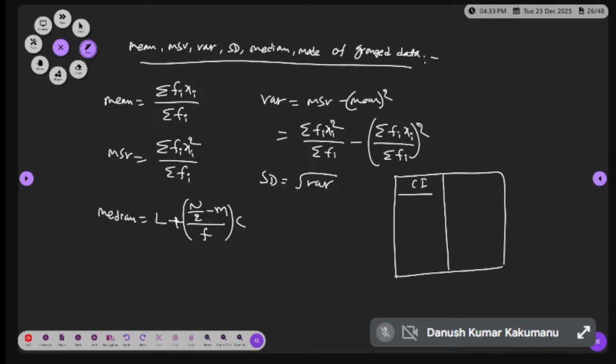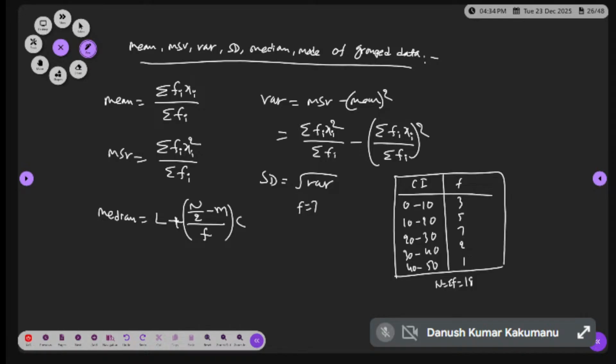What is the table? 0 to 10, 10 to 20, 20 to 30, 30 to 40, 40 to 50. What is the frequency for 0 to 10? 3, 5, 7, 2, 1. What is F here? F is the ideal frequency, the highest frequency. What is F here? 7, highest frequency. And N is the sum of all frequencies. What is the sum of all frequencies here? 18.